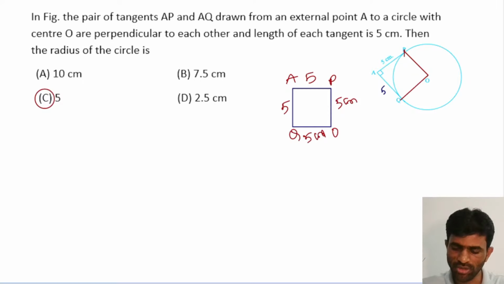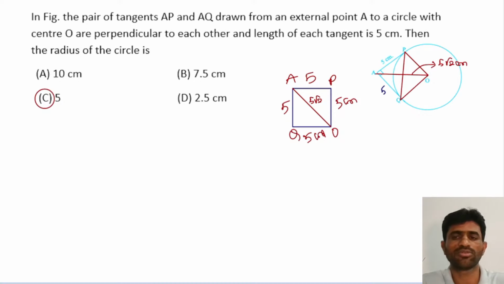If they ask you PQ or AO, how do you find it? You remember the diagonal of a square is root 2 times its side. Because the side is 5, this becomes 5 root 2. So PQ or AO both will be equal to 5 root 2 centimeters.